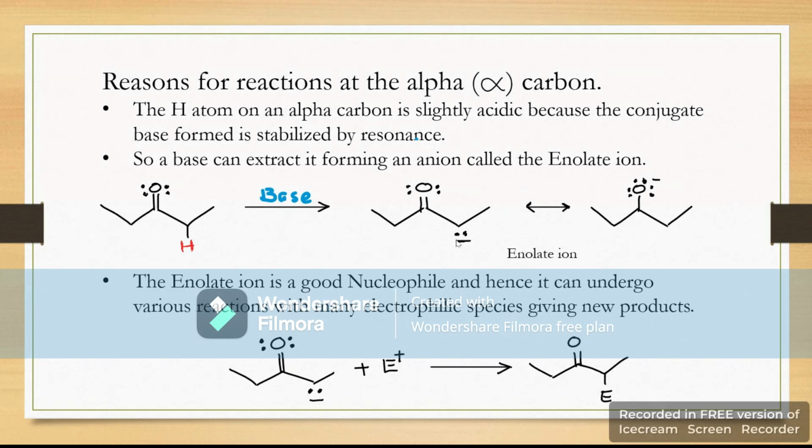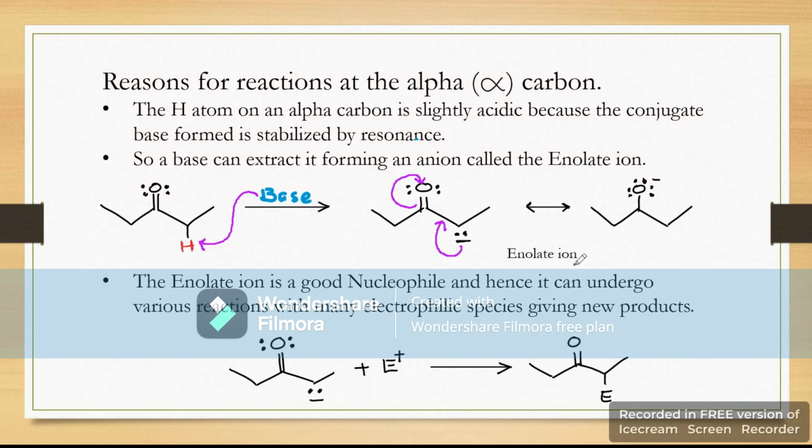So this negative charge can move here. At the same time, this can move here. So this enolate ion formed by the base abstracting the proton can be stabilized by resonance, and that is why this is slightly acidic. The reason why the base is able to abstract the proton is the stability of the conjugate base. So this hydrogen atom, that is the hydrogen atom on the alpha carbon, is slightly acidic, and the base extracts it to form what is called an enolate ion.